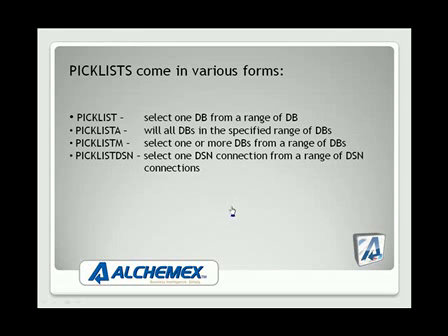Pick lists come in various forms. You have a pick list on its own, which selects one database from a range of databases. A pick list A, where the A stands for all, will select all databases in the specified range. A pick list M allows you to choose multiple databases, but not necessarily all. And a pick list DSN allows you to connect to different DSN sources on your connections.